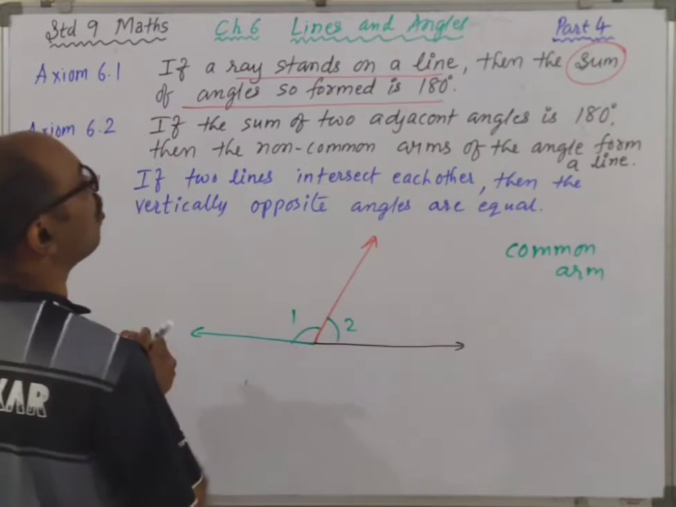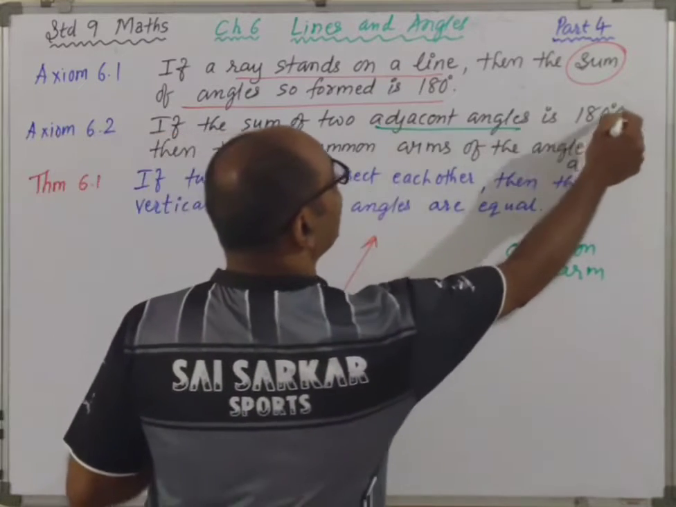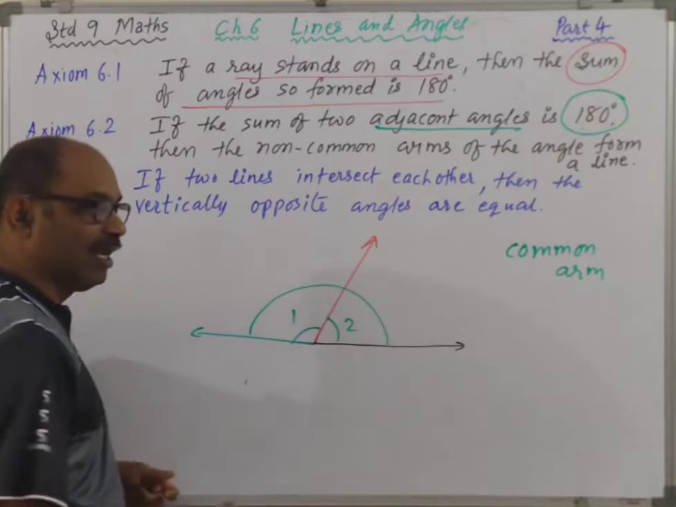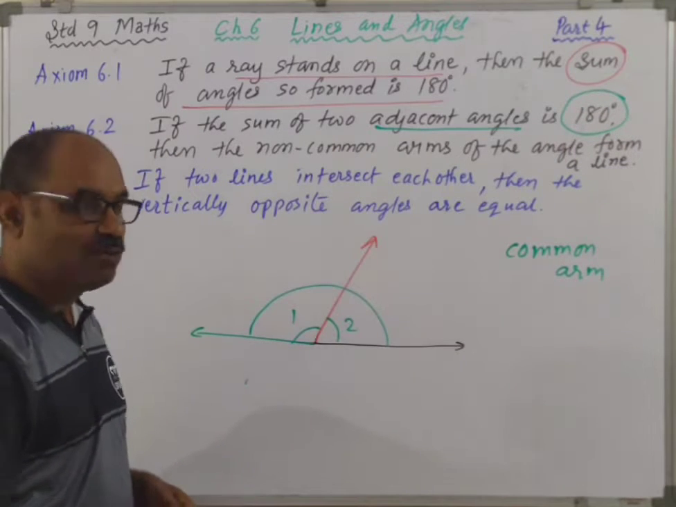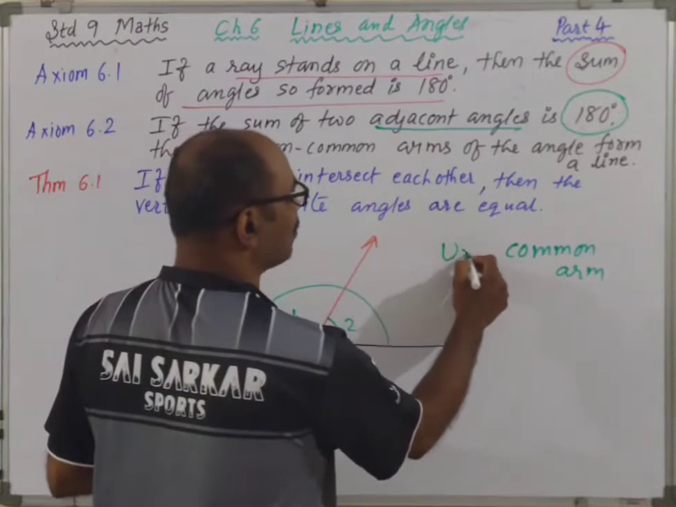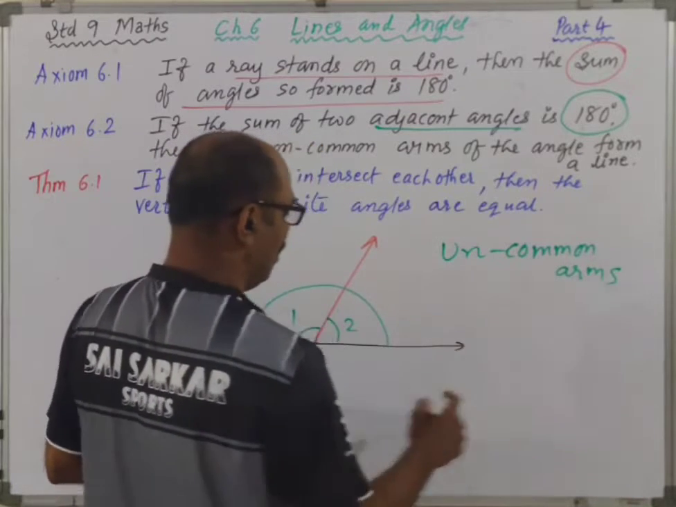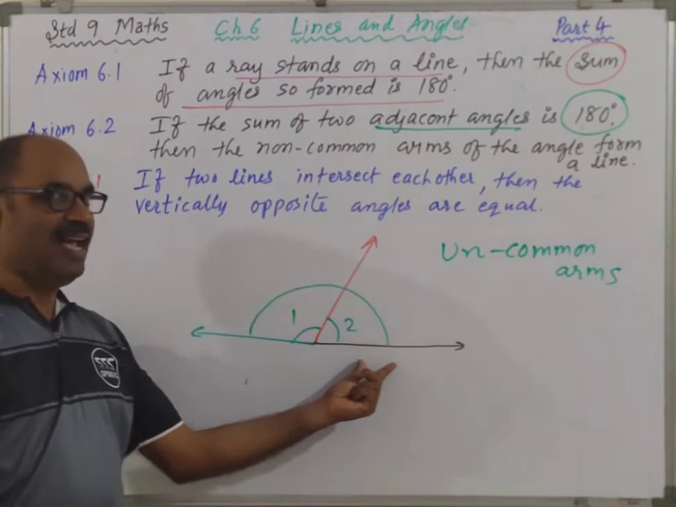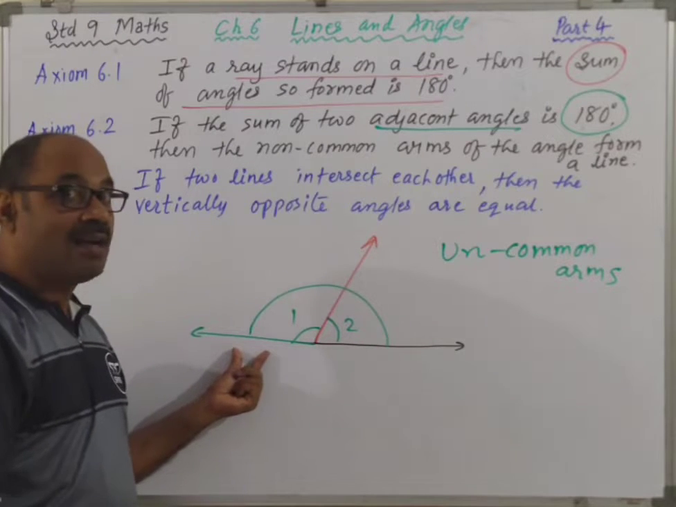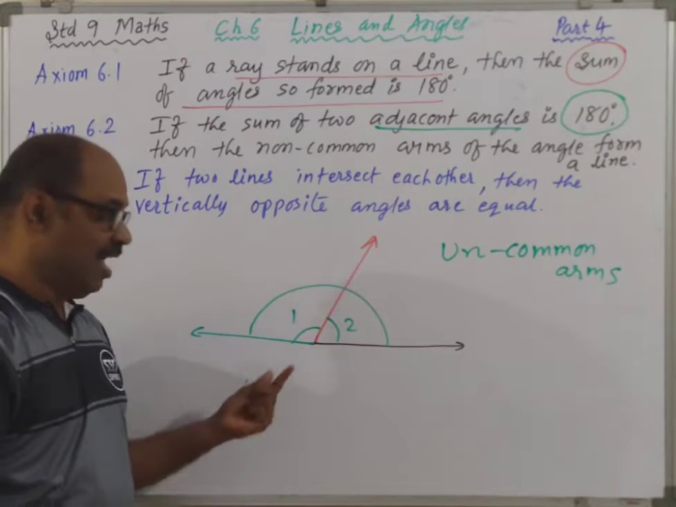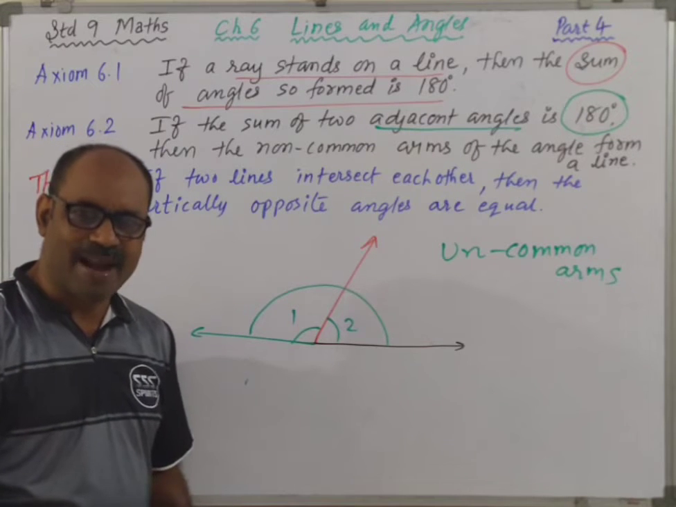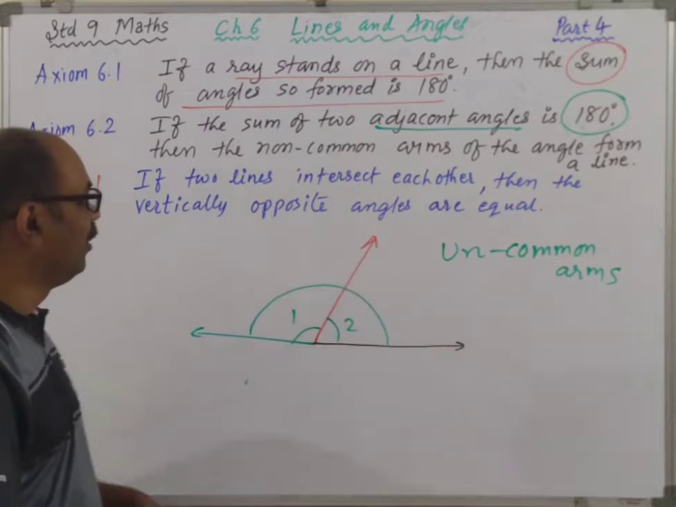But along with adjacent angles, it says the total measure is 180. The total measure of these two angles is 180. That means the remaining arms, the uncommon arms, form a line. You can see clearly the black arm and the green arm are uncommon arms of these two angles, and they are forming a straight line. That is the statement of Axiom 6.2.